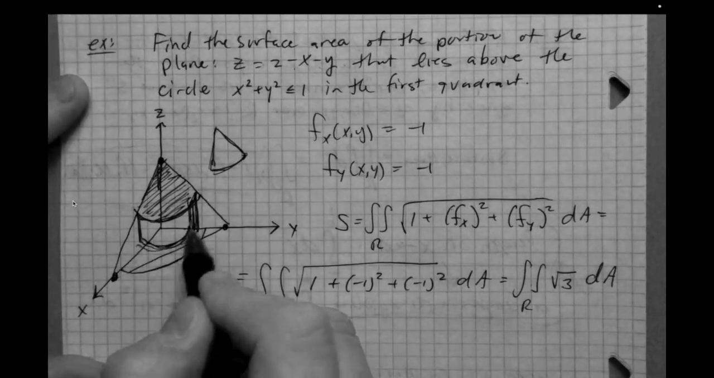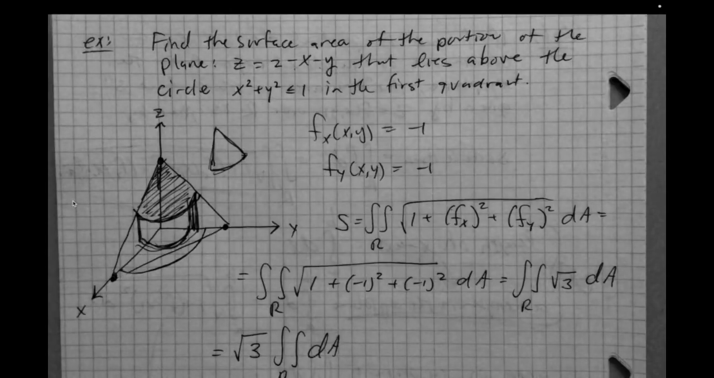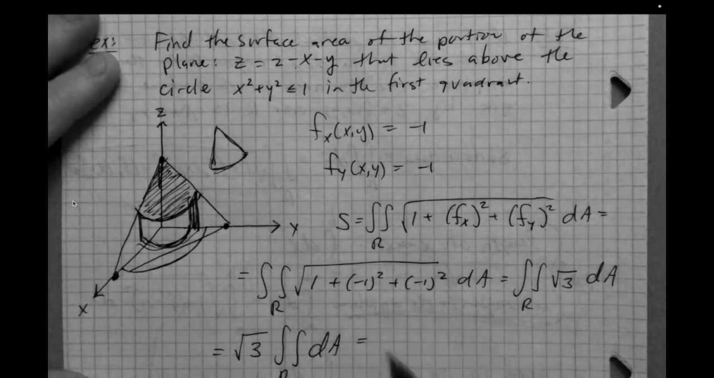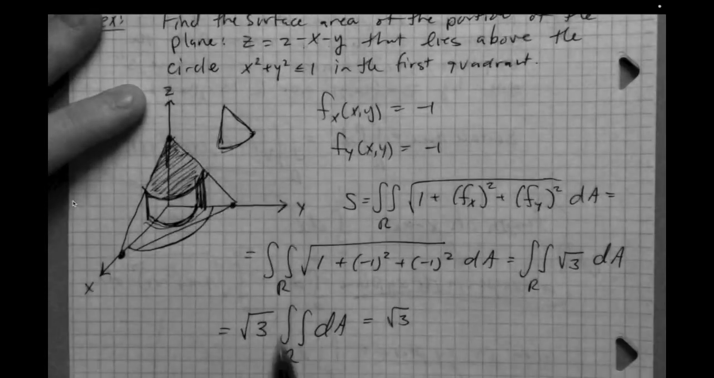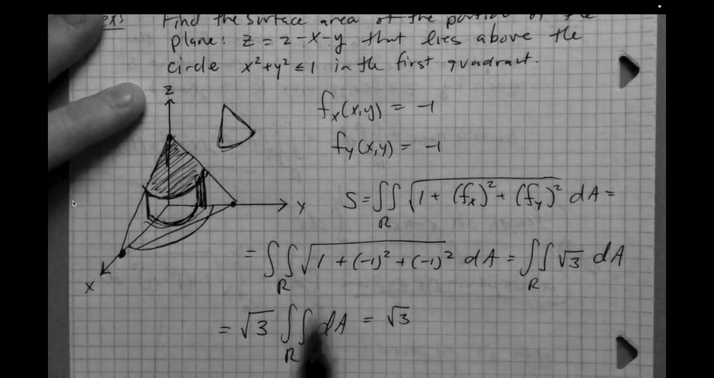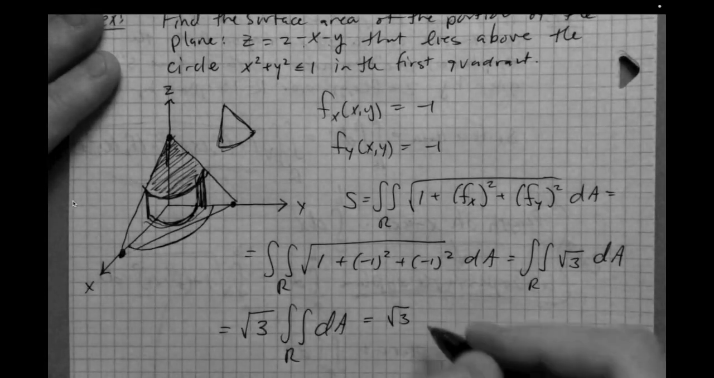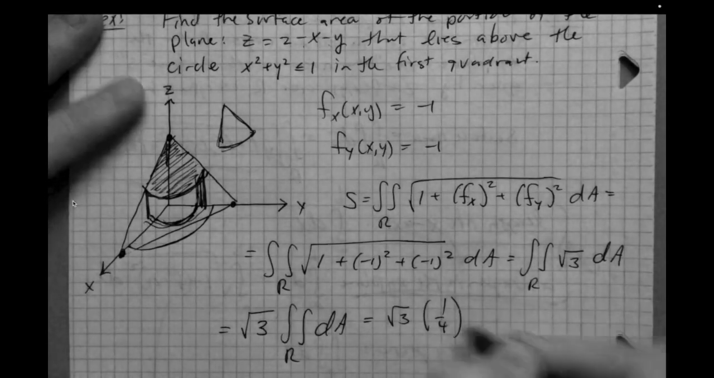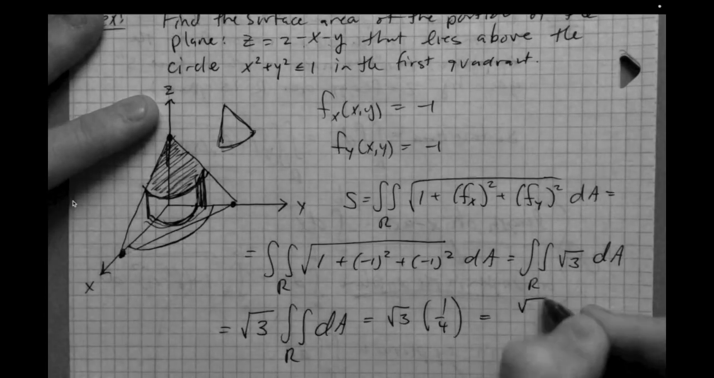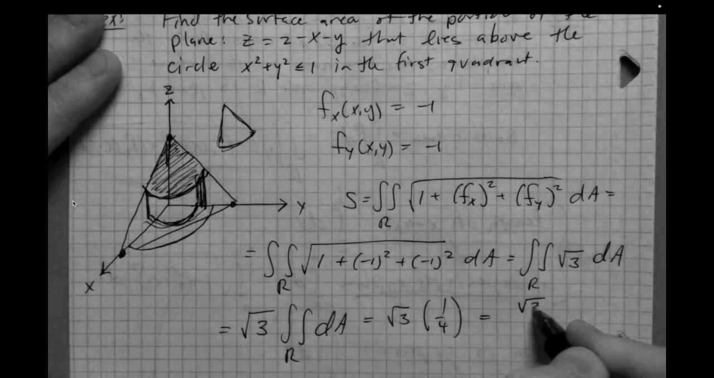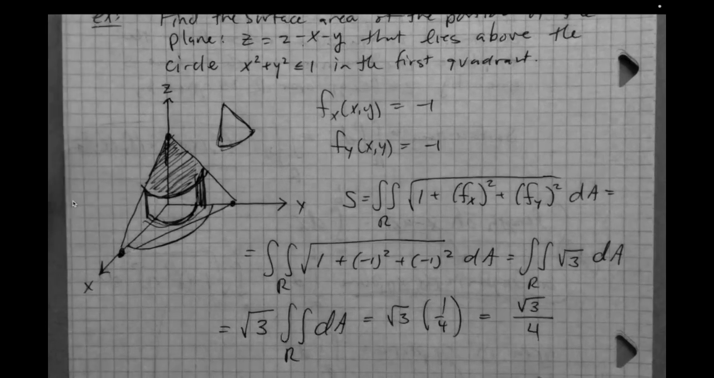And the region R, remember, is just a quarter circle of radius 1. So we've got the square root of 3, and then this piece here is just, again, the area of the region, and it's 1/4 of a circle of radius 1, so it has area 1/4. And so the area of the guy on top is the square root of 3 over 4.